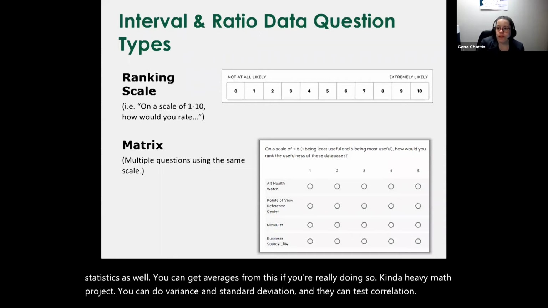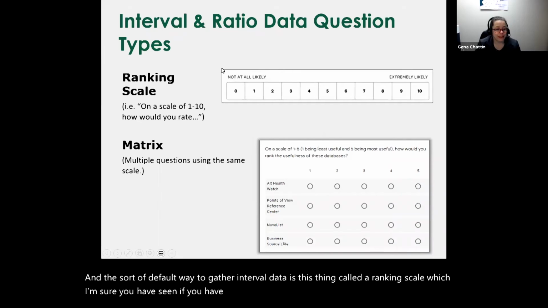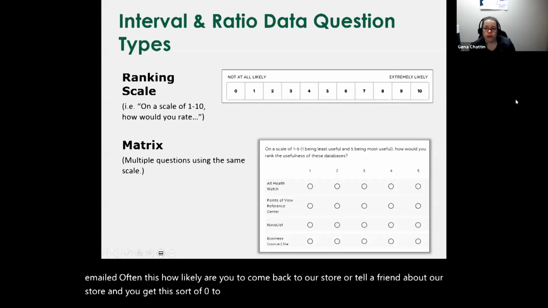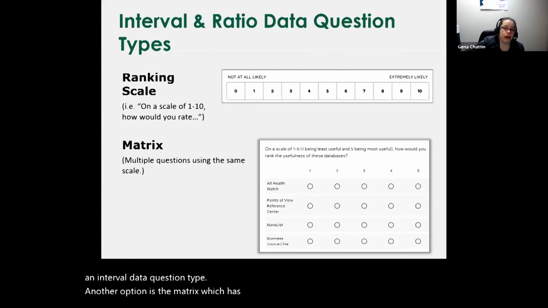And the default way to gather interval data is this thing called a ranking scale, which I'm sure you have seen if you have bought anything online recently. You have probably been emailed often: how likely are you to come back to our store or tell a friend about our store? And you get this 0 to 10 scale from not at all likely to extremely likely. That is an interval data question type. Another option is the matrix, which has the same scale repeated multiple times for different items.